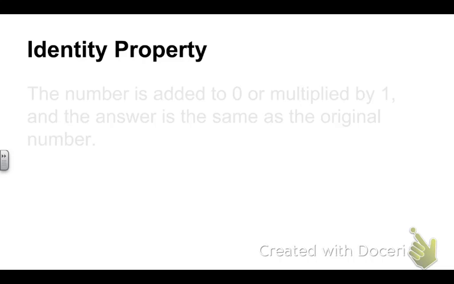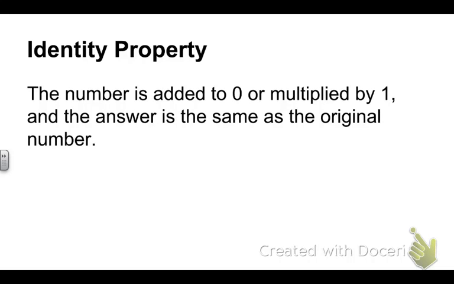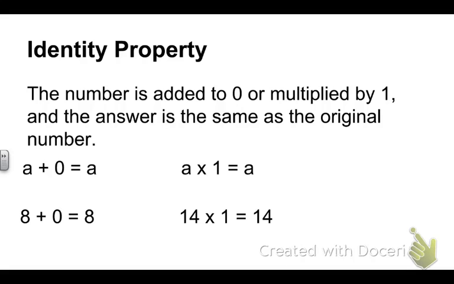Now the identity property. That says that a number that's added to 0 or multiplied by 1, the answer is going to be the same as the original number. So examples are easy here. If you have a number and you add it to 0, nothing happens, nothing changes. You still have that same number. It kept its identity. Same if multiplying it by 1. You multiply it by 1 and it keeps its identity. So for example, 8 plus 0 is 8, 14 times 1 is 14.